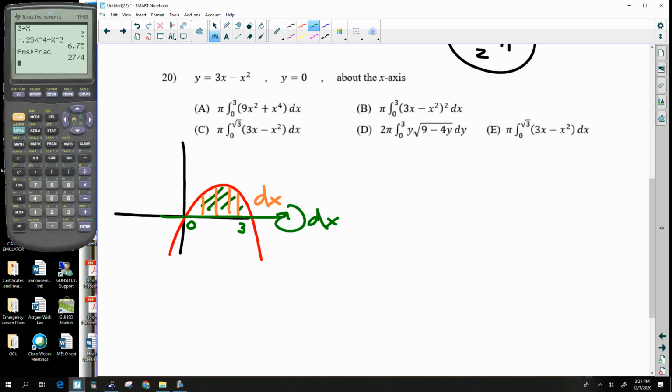Right, so this is going to be your regular disk method. So this is the pi R squared method.